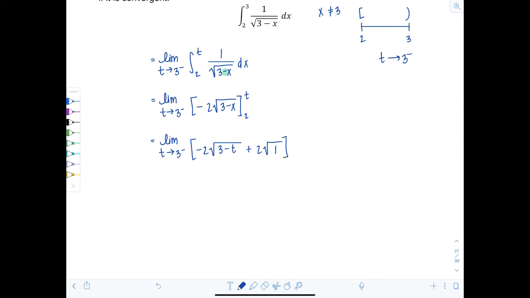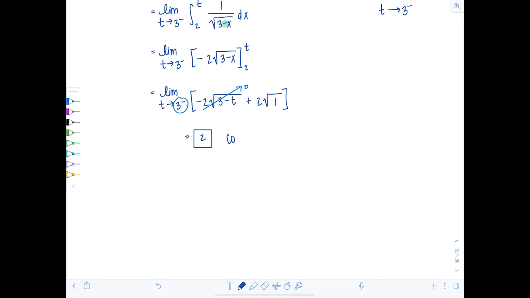Okay, good. Now t is approaching 3 from the left. So if I substitute in 3 for t here, this entire first term is just going to go to 0. And all I'm left with is 2 times rad 1. So that's equal to 2. That limit exists as a finite number, so then I say this is a convergent integral. Okay, not bad, provided you remember.